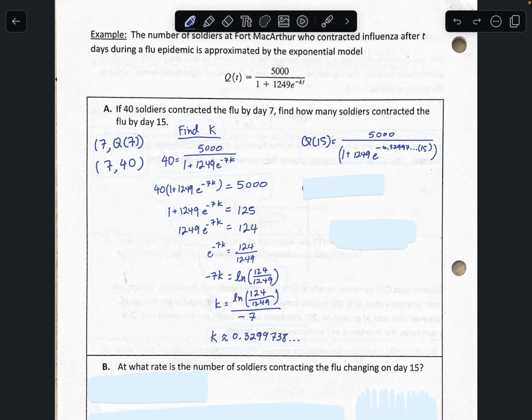So try to do this. Don't just copy down this decimal as a final answer. If you're not able to get this, make sure you let me know so I can help you out the next time I see you. So when I plug it in, you should get 507.55, which we're going to round to 508 soldiers contracted the flu in total by day 15.